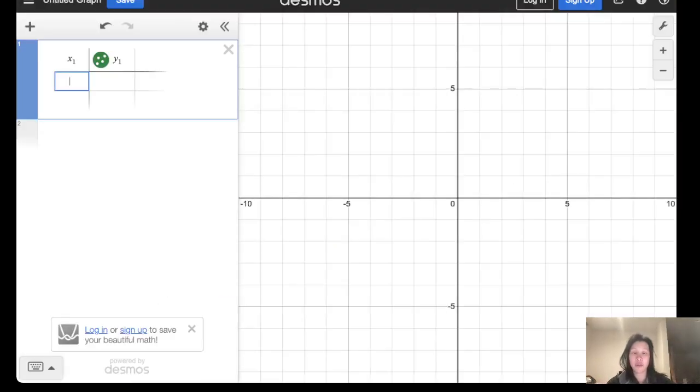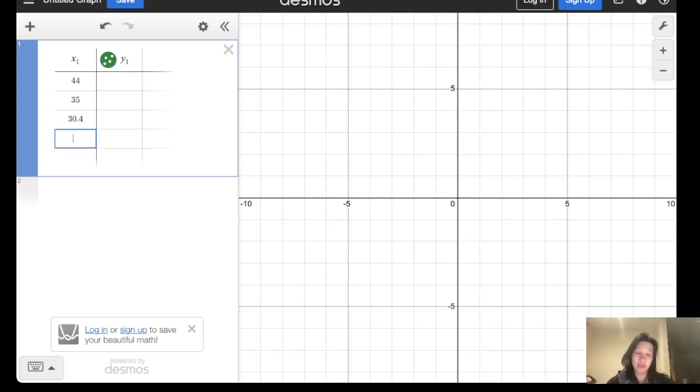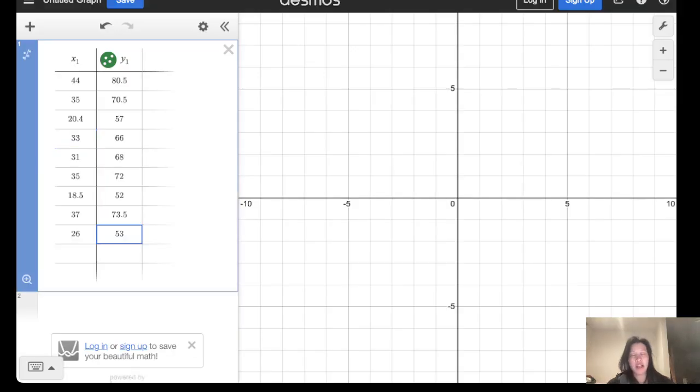X1 is going to be all of the data that we found for the chirping. I'm going to pause the video and input all of the data. You can also do it by yourself, open a Desmos. Okay, I just finished putting all of the data in. So X1 is how many times a cricket chirps every 15 seconds. Y1 is the temperature in Fahrenheit.